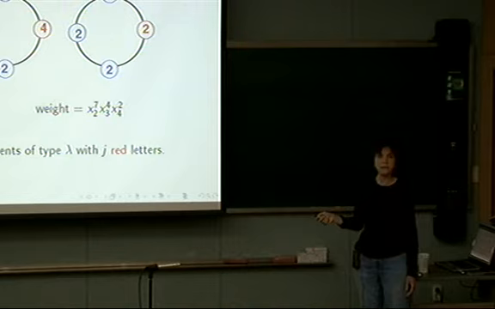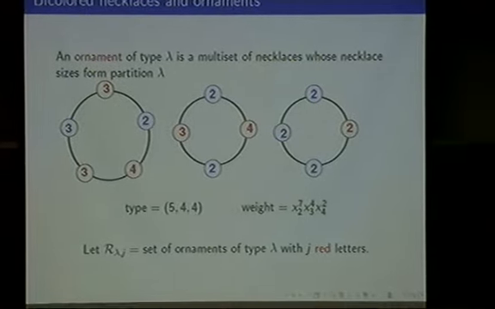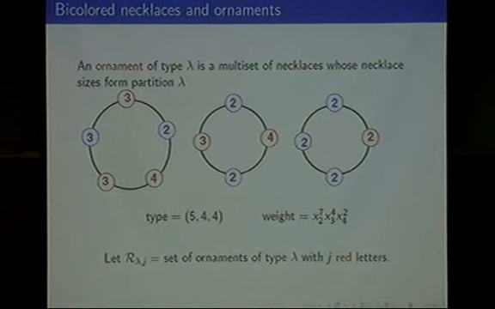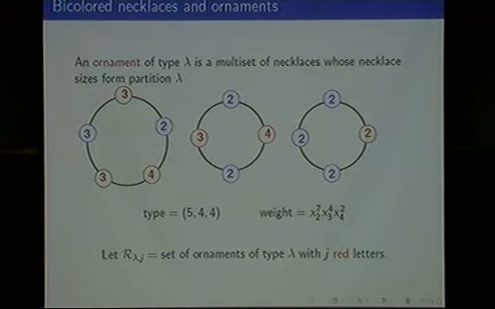Okay, an ornament is a multiset of necklaces. So here's an ornament. These three circular arrangements are necklaces. This is an ornament. We define the type of an ornament to be the sizes of the necklaces in the multiset. So this has size 5, size 4, size 4.